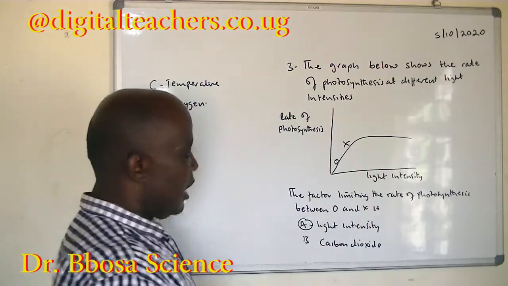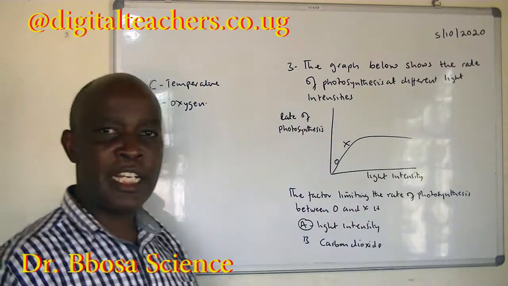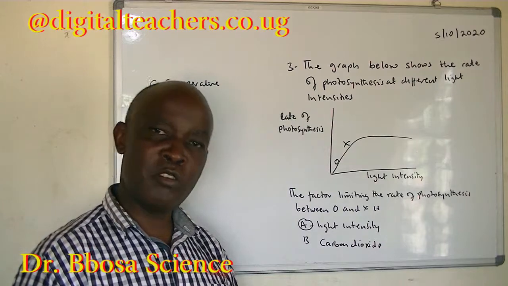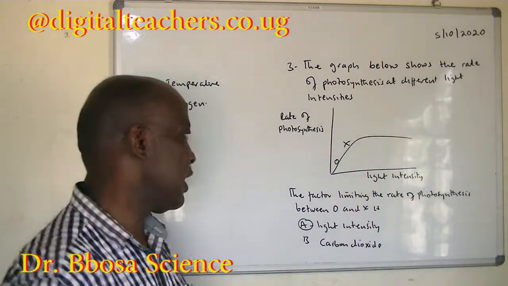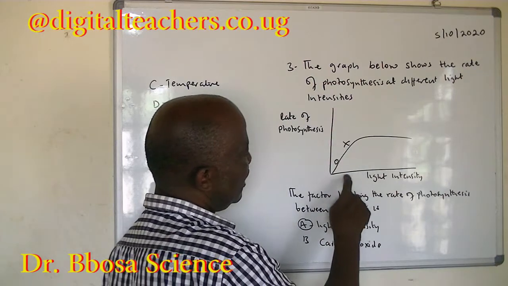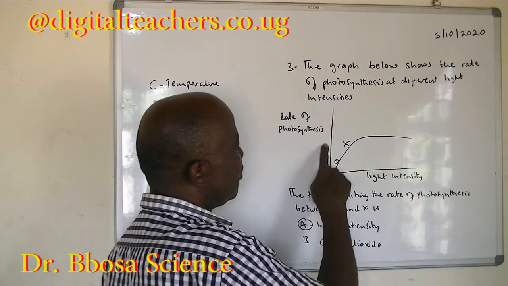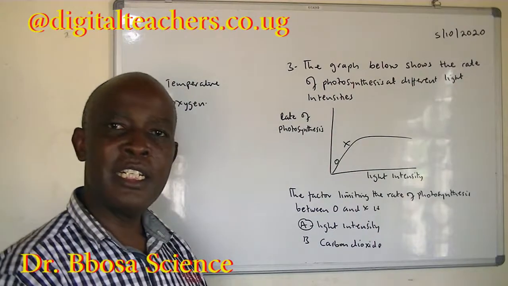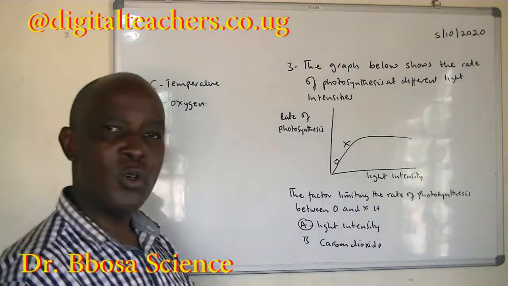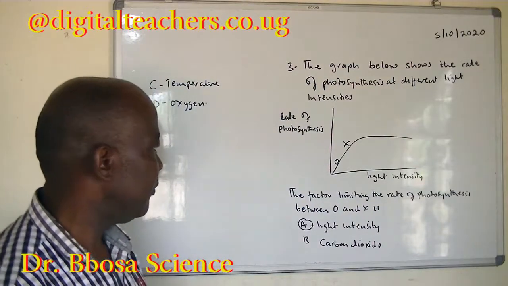The answer is A. Light intensity. We said a limiting factor is one whose increase causes the rate to increase. We can see that between O and X, increasing light intensity increases the rate of photosynthesis. Therefore, light is a limiting factor between O and X.